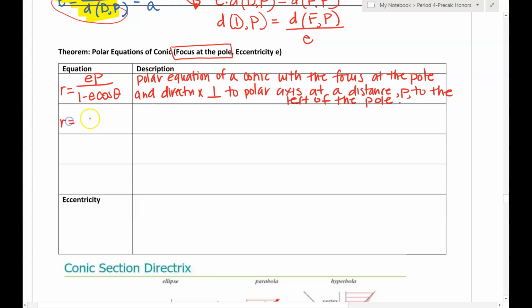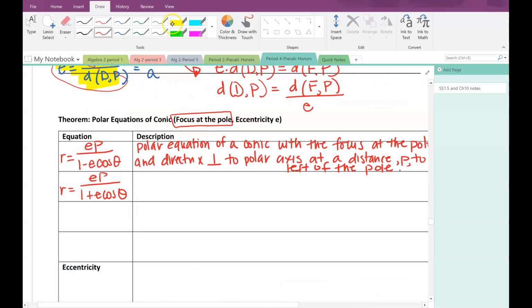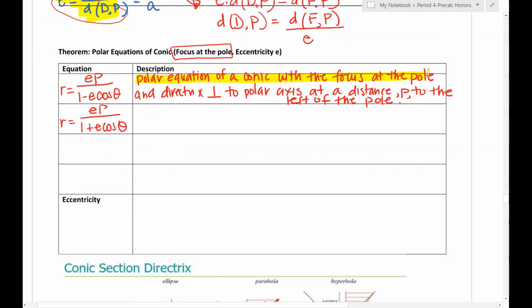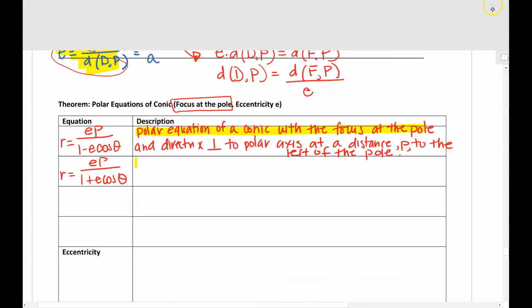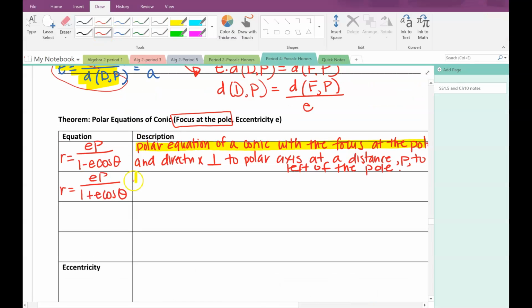So next equation: r equals e times p divided by 1 plus e cosine of theta. Now, the first few words will be the same. It's still going to say polar equation of a conic with the focus at the pole, so I'm not going to write that down in each box. I'm just going to do dot, dot, dot, and we will continue with the directrix, which is still perpendicular to the polar axis.